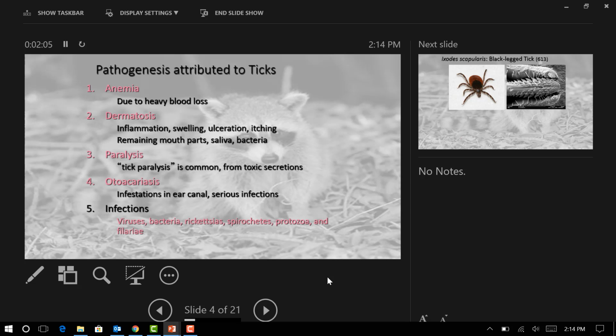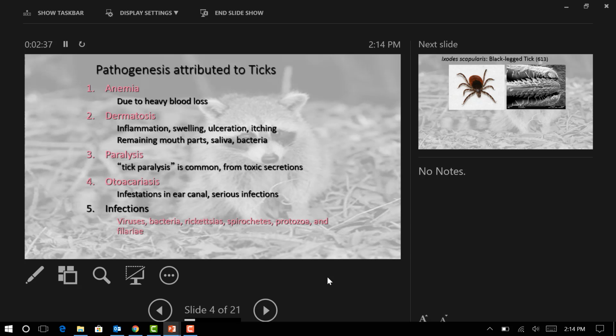Pathogenesis. Here are some pathologies associated with ticks. The last ones are the most common when you're referring to really large-scale, pretty devastating pathologies associated with ticks. A lot of it has to do with secondary infections, or something passed by the tick, that the tick is a vector for something else.